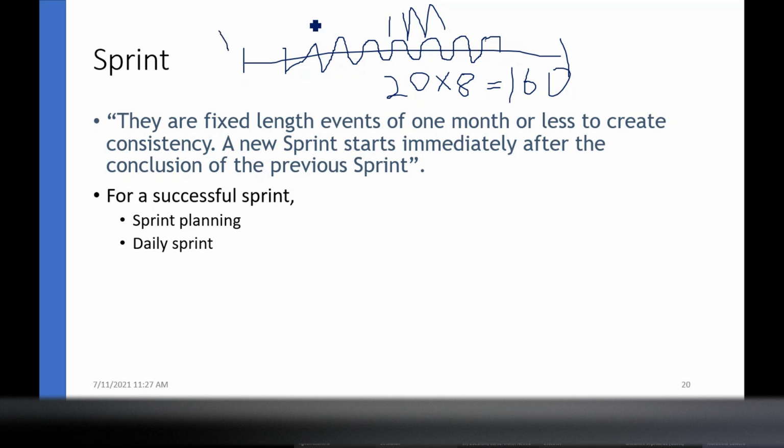If it is Jan 1st, we immediately start the sprint. Then immediately we plan what the output will be on the 31st. And the daily sprint. Daily sprint means each and every day we follow up with the development team.